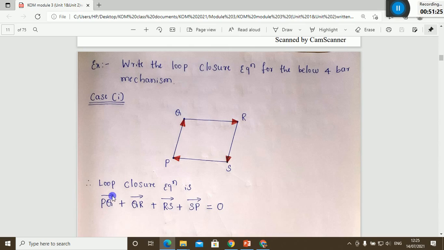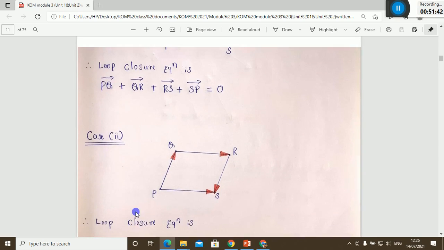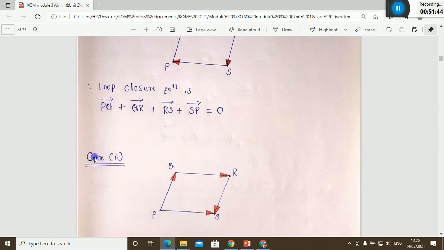And always while representing, you have to start from the tail. This is the tail of the vector PQ. You have to write PQ, QR, RS, SP. You have to start from the tail and end with the head. Okay, so this is the first case, and now please take the second case.